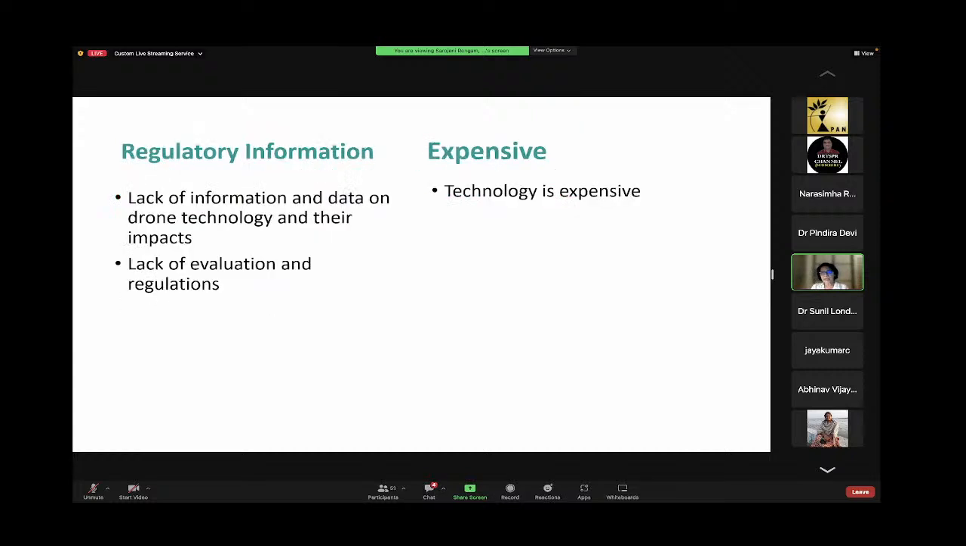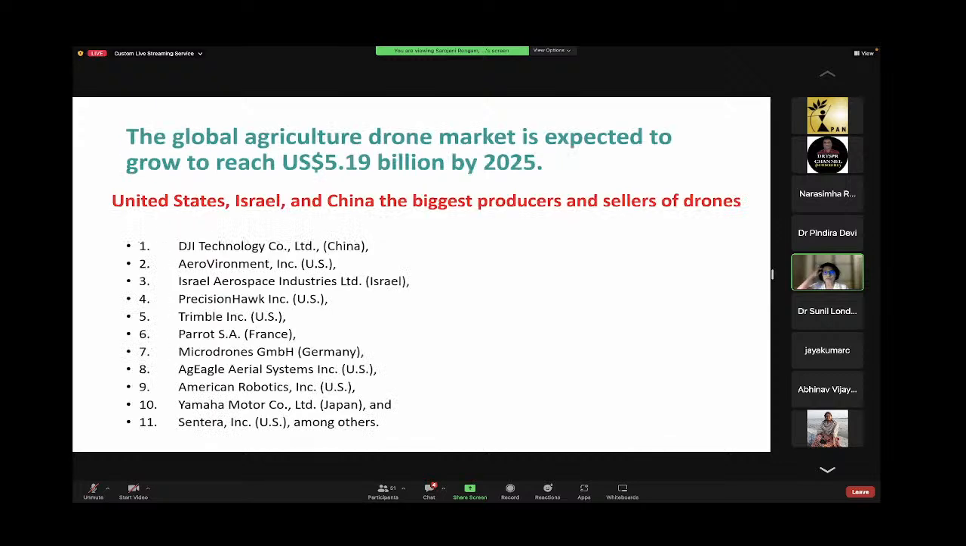So what's happening now is that I also did a bit of research on who is controlling this drone market. And it's expected to reach US$5.19 billion by 2025, which is a huge, very fast expansion of sales in terms of drones.